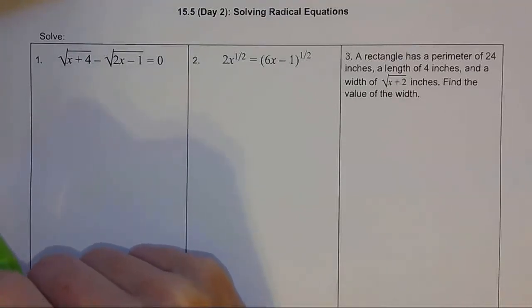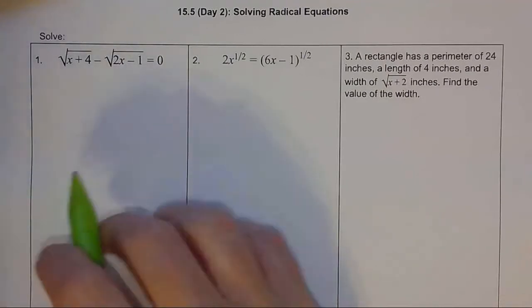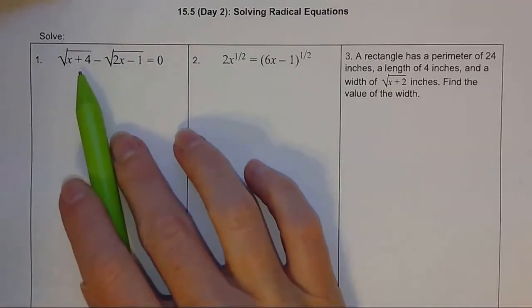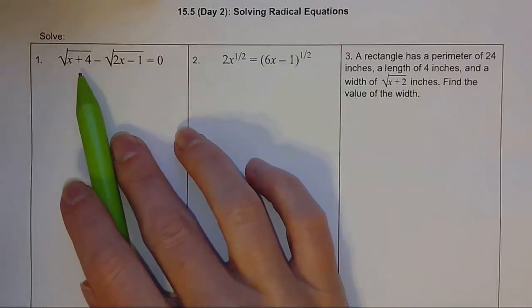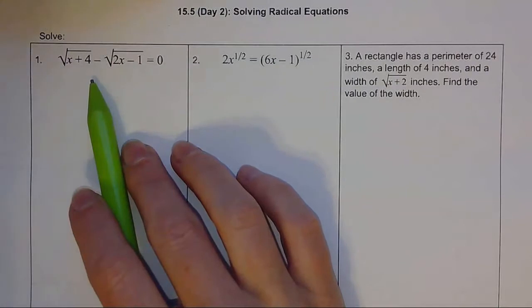Alright, today we're going to continue solving radical equations. Yesterday, hopefully, you learned how to solve radical equations that have a number here. Today we're going to do ones that have two radicals, which actually is pretty easy.